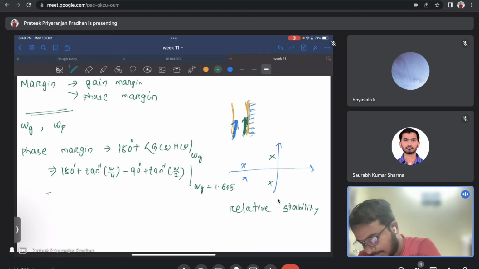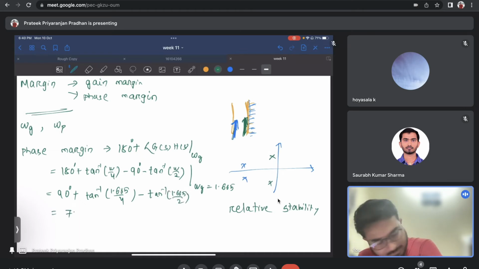That means this will be 90 degree plus tan inverse of 1.665 by 4 minus tan inverse of 1.665 divided by 2. This ultimately will be 72.8 degree. So this was the answer.